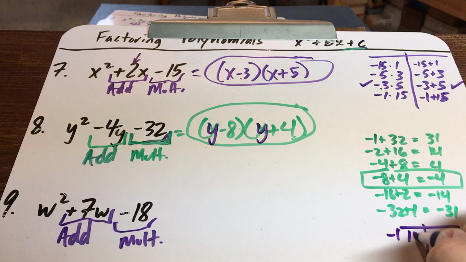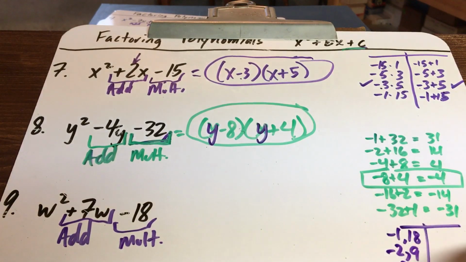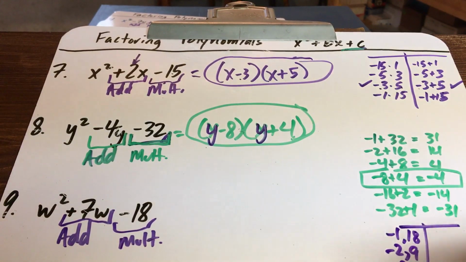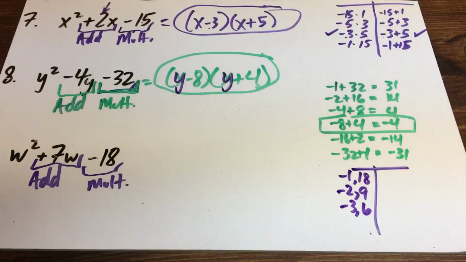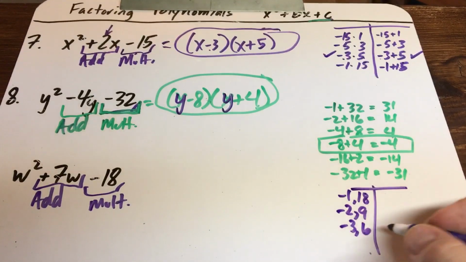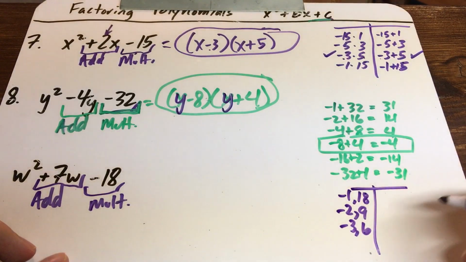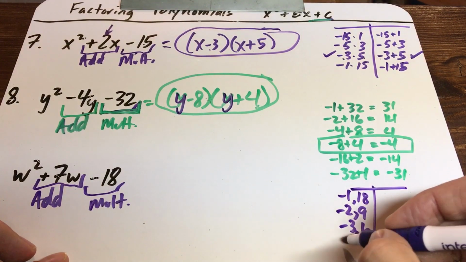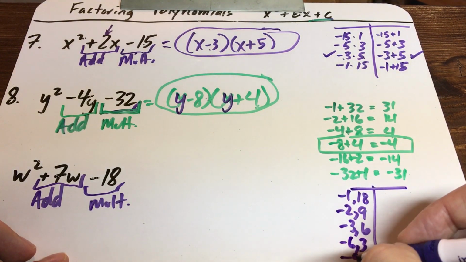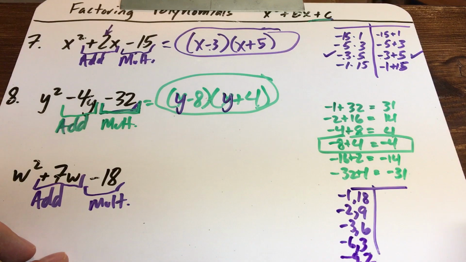So that could be negative 1 and positive 18. It could be negative 2 with 9. It could be negative 3 with 6. It could be the reverse of all of these, but hopefully I don't need to do the reverse of all of them. It could be negative 6 with 3, negative 9 with 2, and then negative 18 with 1. I don't have room to fit it on here, but hopefully that's not the answer.